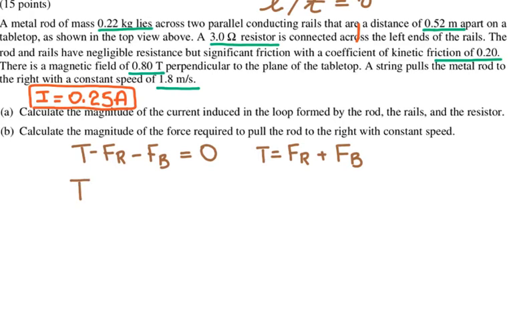So the tension is equal to mu, and because it is sliding, so it is kinetic, mg of the rod plus the magnetic field force. The magnetic field force depends on the magnetic field, on the current through that rod, and how much of that rod is in the magnetic field.